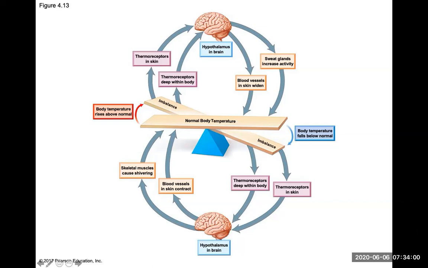If your body temperature falls below normal, the same thermoreceptors will detect it and send that impulse to the control center in your hypothalamus, causing your blood vessels to contract and your skeletal muscles to begin shivering to try to create movement to increase body temperature.